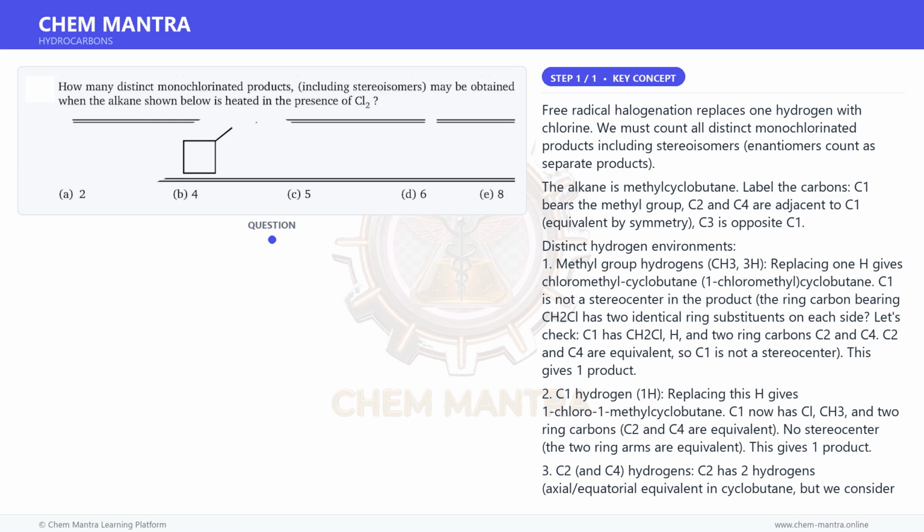1. Methyl group hydrogens, CH3. Replacing one H gives chloromethylcyclobutane. C1 is not a stereocenter in the product. The ring carbon bearing CH2Cl has two identical ring substituents on each side. Let's check. C1 has CH2Cl, H, and two ring carbons C2 and C4. C2 and C4 are equivalent, so C1 is not a stereocenter.